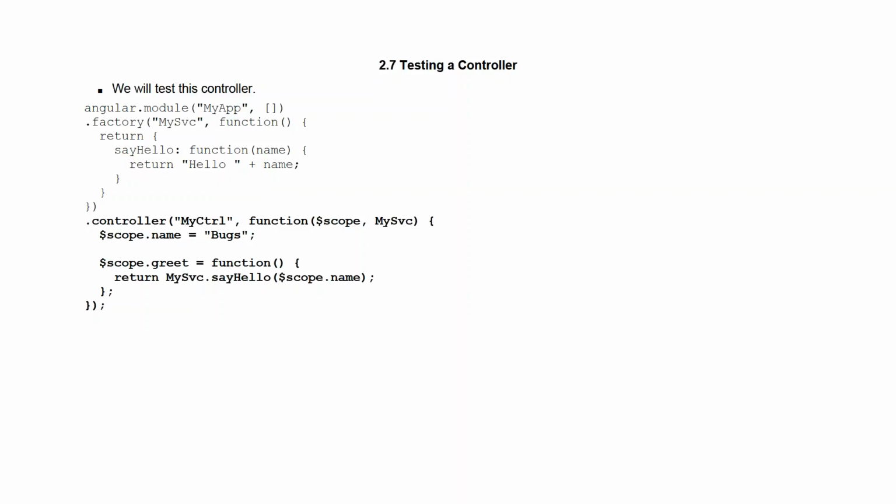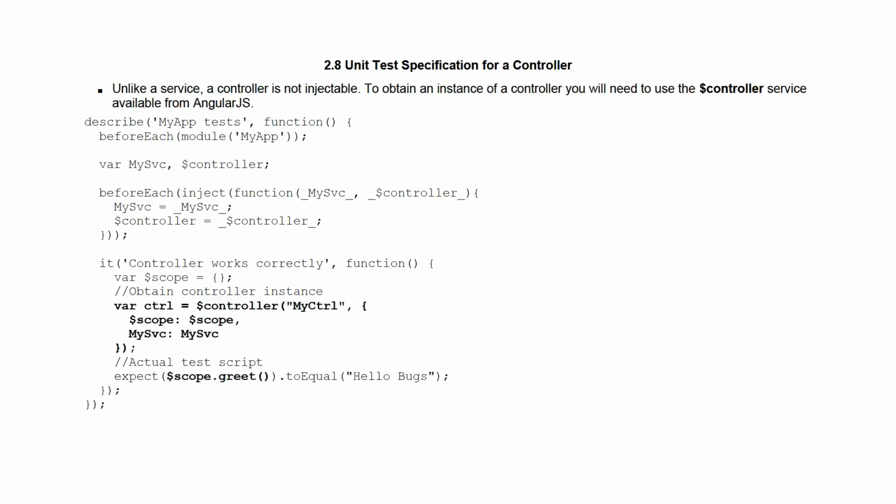That happens in a couple of cases. If I had a custom directive, it kind of looks like I have a controller injected, but it's not actually injection. So what Angular provides us is a service called $controller that allows me to look up controllers by name and get a hold of a controller. So unlike a service, controller is not injectable. To obtain an instance of a controller, the first thing I need to do is get the $controller service, and then I can call the $controller service to give me an instance of the my control that I want, which is what we're doing here.